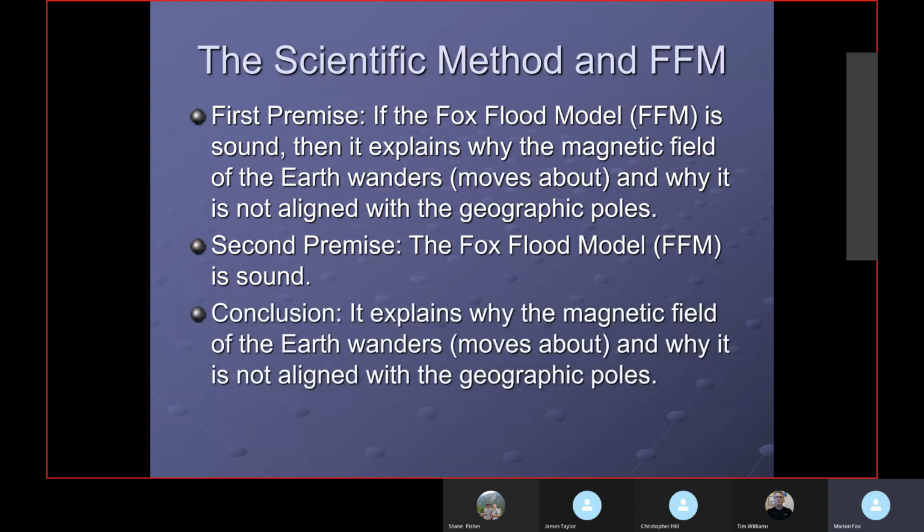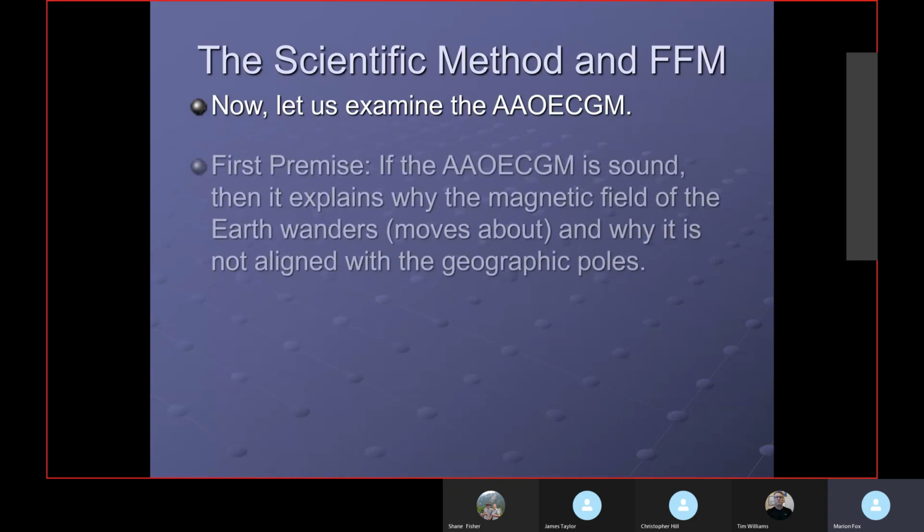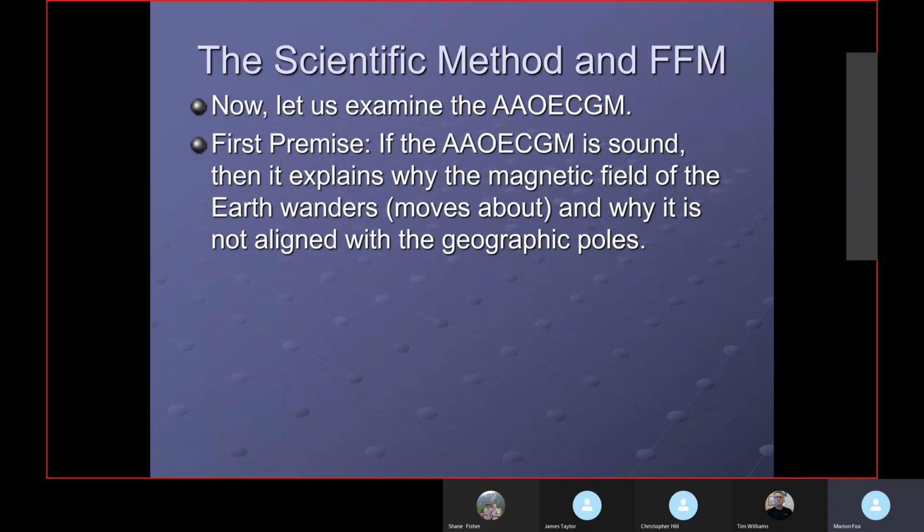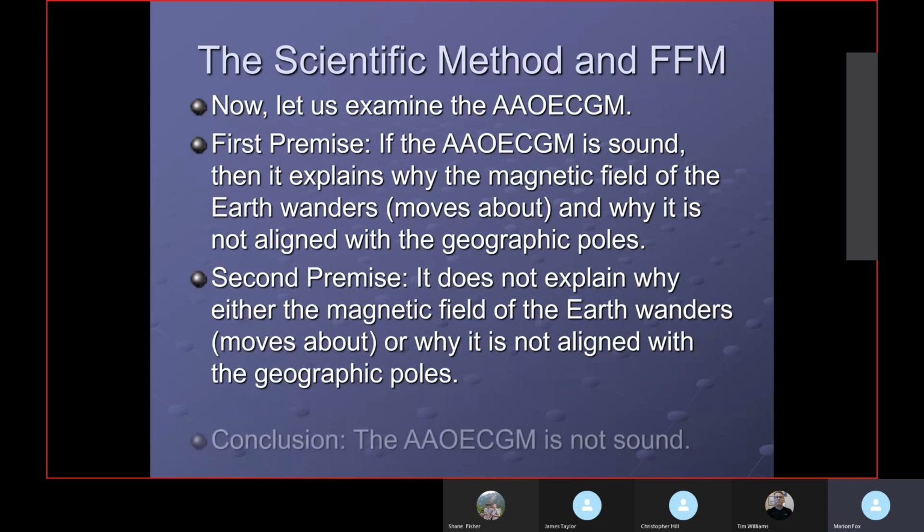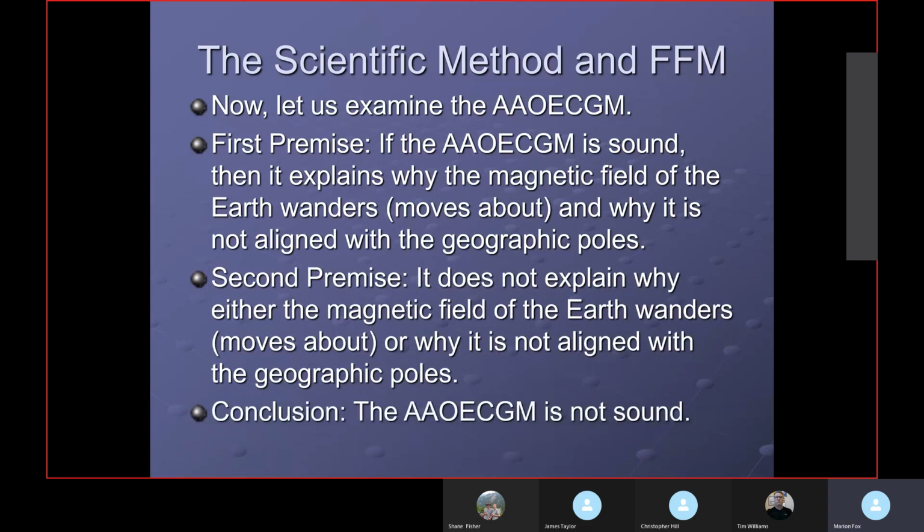It explains it, and it's not been falsified. It explains why the magnetic field of the Earth wanders, moves about, and why it is not aligned with the geographic poles. But again, your agnostic, atheist, old Earth creationist, geological model does not explain it, so it's not sound. That doesn't mean all their models are unsound. It just means this one's not, because it doesn't explain some phenomena.